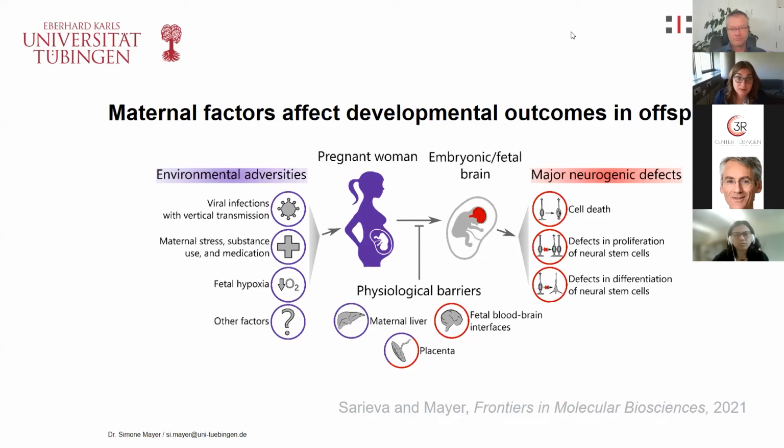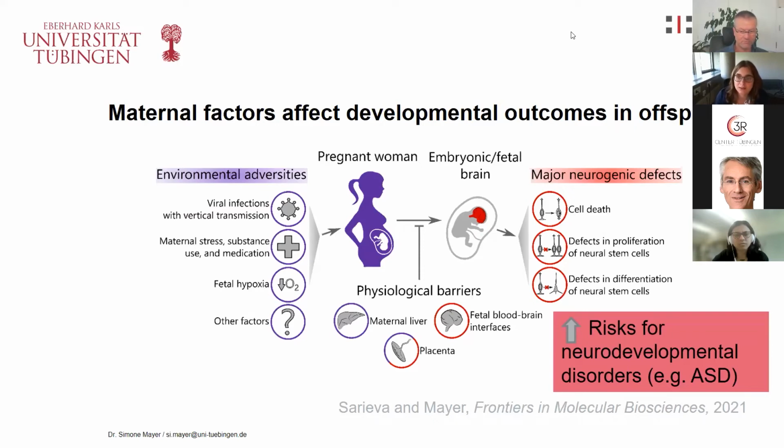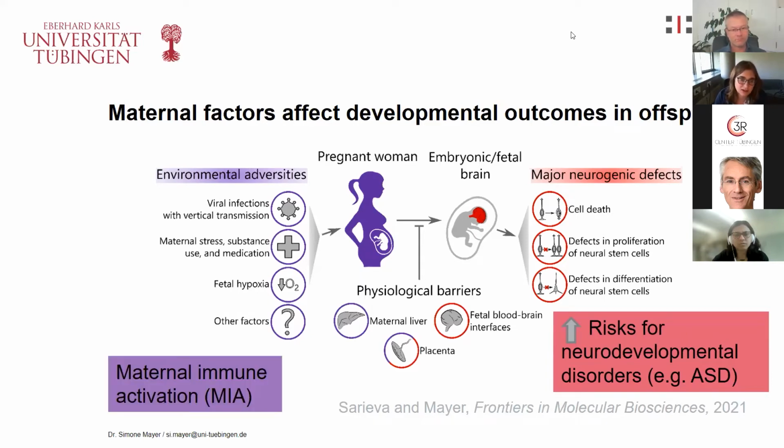If all of these adversities can cross these physiological barriers, such as the maternal liver, the placenta and the fetal blood-brain interfaces, so basically the early stage blood-brain barrier, these can lead to major neurogenic defects such as cell death, defects in the proliferation of neural stem cells, and also defects in differentiation of neural stem cells to the different types of neuron. What we are particularly interested in in the lab is how these cellular defects could lead to this increased risk for neurodevelopmental disorders such as autism spectrum disorders that have been shown epidemiologically. We are particularly interested in maternal immune activation, because a lot of these different environmental adversities that you can see here on the left might act through maternal immune activation as a common pathway. This is one of the projects we are focusing on in the lab.